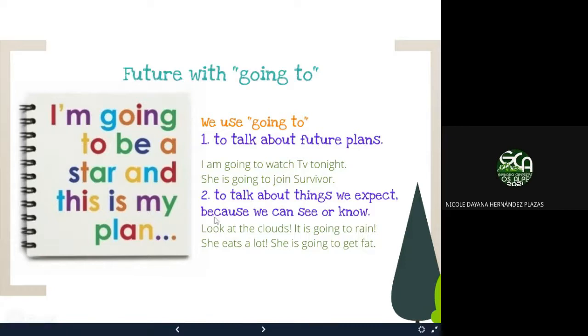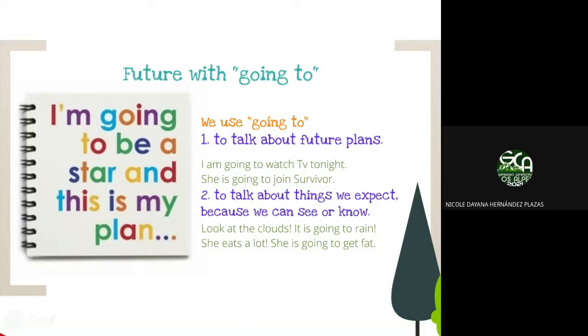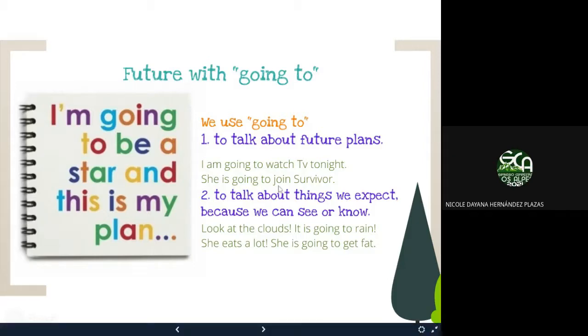Hero, can you please help me reading this part? Mateo, thank you. Can you please help me reading this? We use going to talk about future plans. I am going to watch TV tonight. She's going to be a survivor. To talk about things we expect because we can see or know. Look at the clouds. It's going to rain. Thank you, Hero. So, look at this.